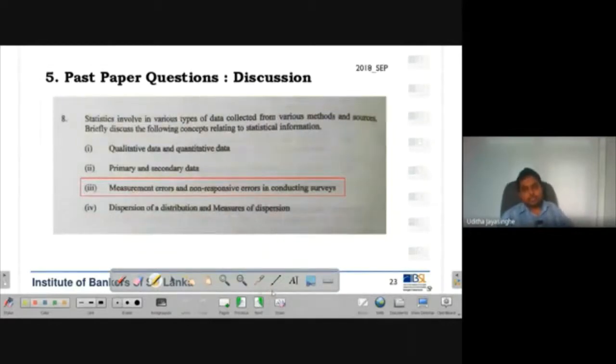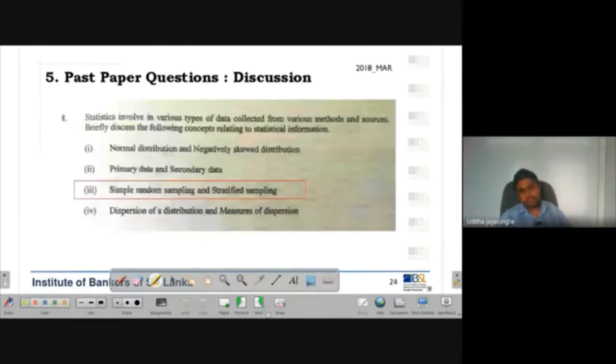18 September, part number 8, again briefly discuss measurement errors and non-representative errors in conducting surveys. Similar to what we see in the 19 versus 20 papers, a similar question being put into the adjoining papers. For 5 marks, I think you can do justice right now.